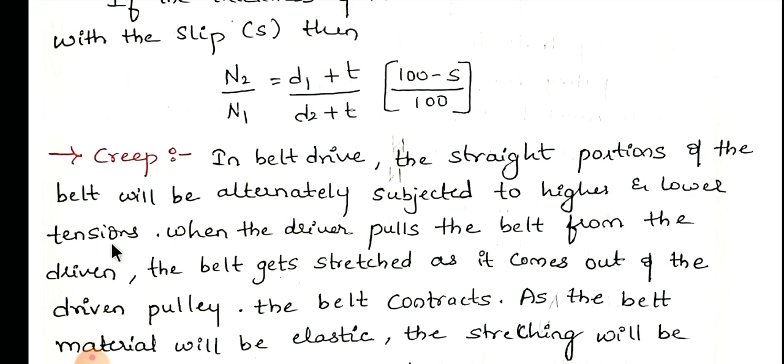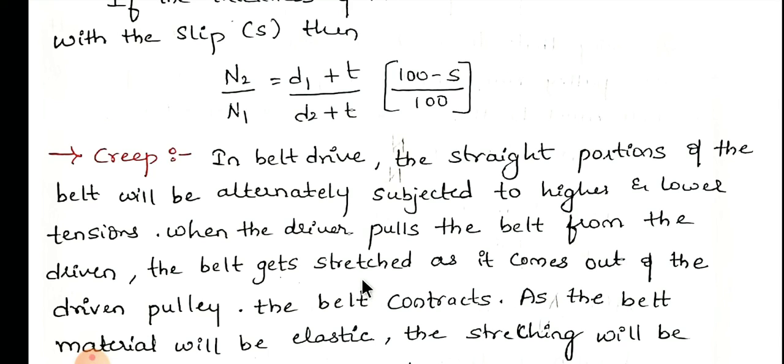If you see the belt drives shown, the open as well as the cross belt drive, always the lower belt will be subjected to higher tension, whereas the top belt will be subjected to lower tension. The bottom belt we are going to call the tight side, and the top belt we are going to call the slack side. There will be high tension in the tight side, whereas there will be low tension in the slack side.